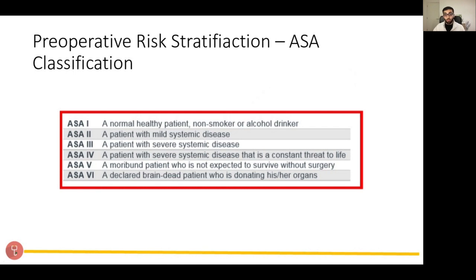And five is often ones that you see in emergency situations, for example, an aortic aneurysm rupture, so for a patient who's not expected to survive without that surgery. And ASA 6 is reserved for brain dead patients who are donating organs.